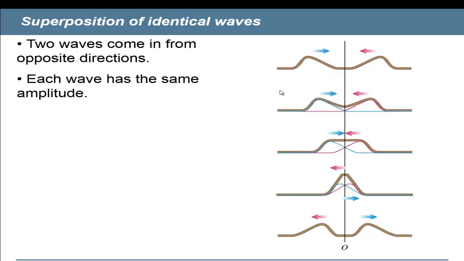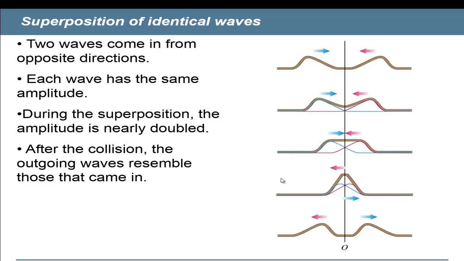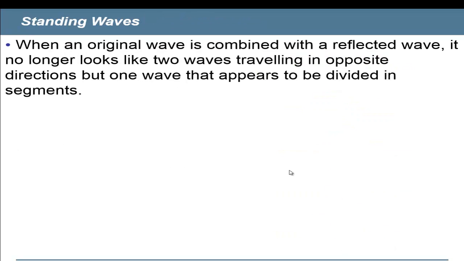So basically we have each wave has the same amplitude. During the superpositioning, the amplitude would nearly be doubled at this point down here, and then after the collision, the outgoing wave just resembles the same wave that came in, just going the other direction.